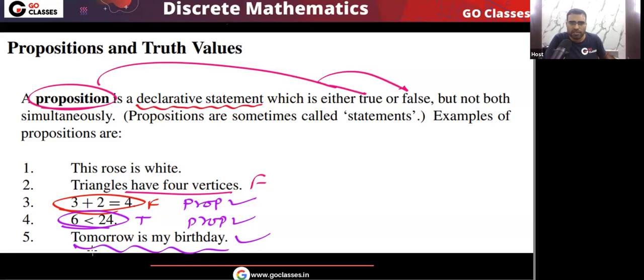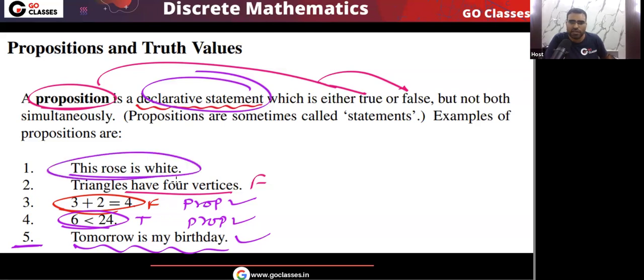Look at statement number 5. If I am speaking this statement right now, then you can see for me at this moment this statement is false. This is a declarative statement, and for me at this moment it is false. So you can see this is also a proposition.